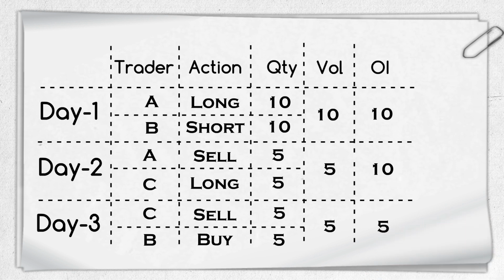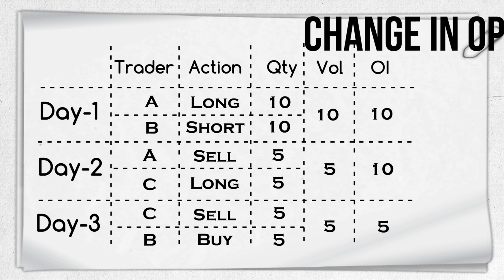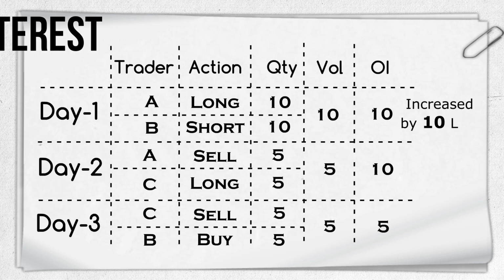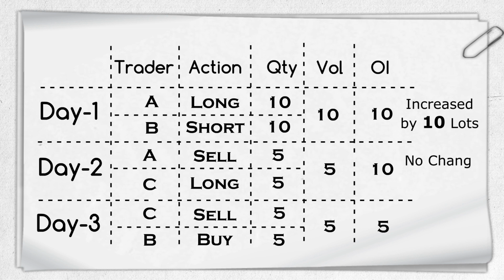Making sense or not? We can explain with more participants and more transactions, but we feel that this basic information is sufficient for understanding open interest. If you still have some doubts, please consider rewinding and watching again. What you must understand is when this open interest increases, when this stays flat, and when this open interest falls. Now, I'm sure you can guess what the change in open interest is. In this case, open interest is increased by 10 lots. In this case, there is no change in open interest. And in this case, open interest is decreased by 5 contracts.